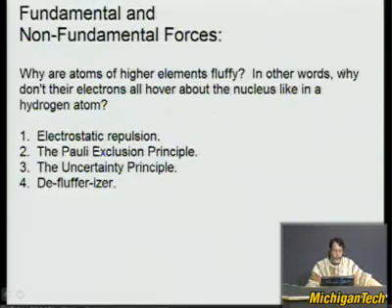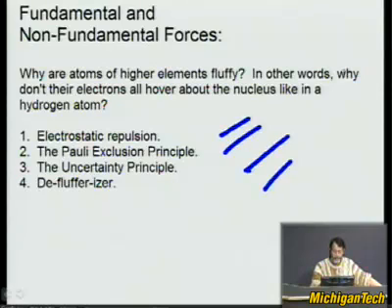Still going. Why are atoms of higher elements fluffy? So hydrogen is the lowest atom in terms of number of protons in the nucleus. And you can have, I guess, any number of protons in the nucleus, but we only know of 100 or so. And carbon is 12, so we've got a bunch of those. But the electrons don't all pile into the ground state like in hydrogen. Why is that? Is it electrostatic repulsion? Is it the Pauli exclusion principle? Is it the uncertainty principle? Or is it deflufferizer available in stores?